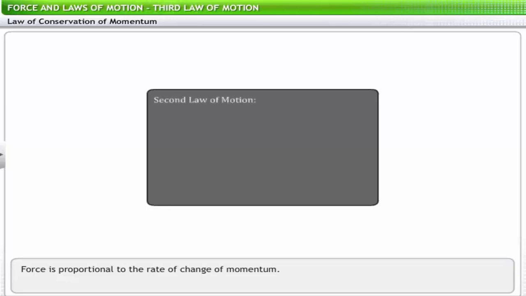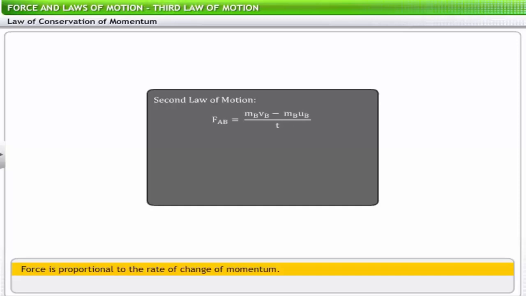We can use the second law of motion to find the relationship between the momentum of the spheres before and after the collision. According to the second law of motion, force is proportional to the rate of change of momentum. Upon collision, the force exerted by A on B, FAB, is equal to MB multiplied by (VB minus UB) divided by T. Similarly, the force exerted by B on A, FBA, is equal to MA multiplied by (VA minus UA) divided by T.